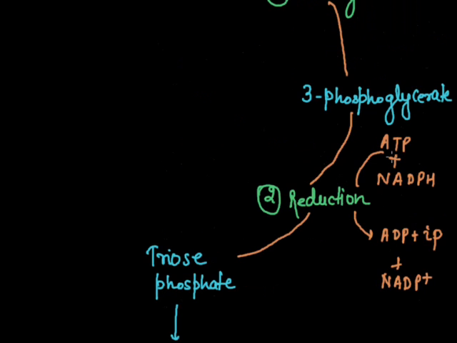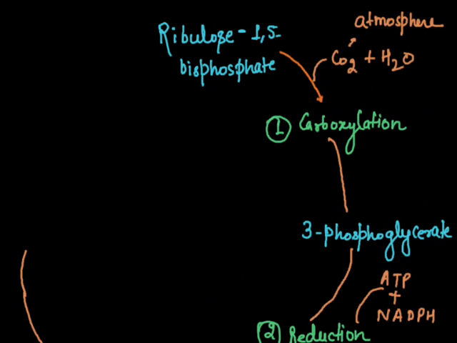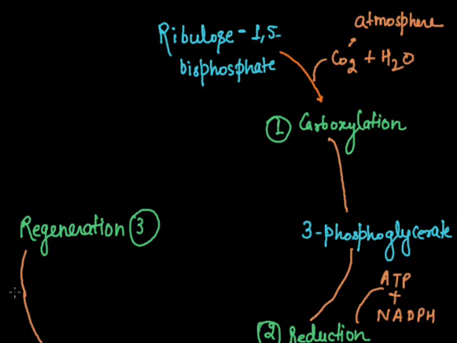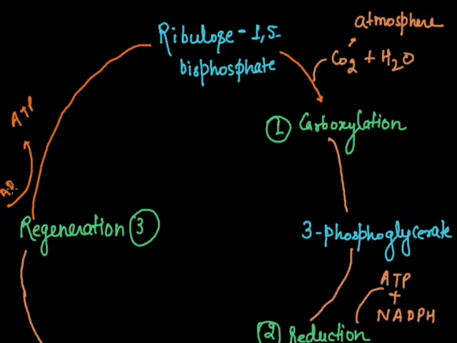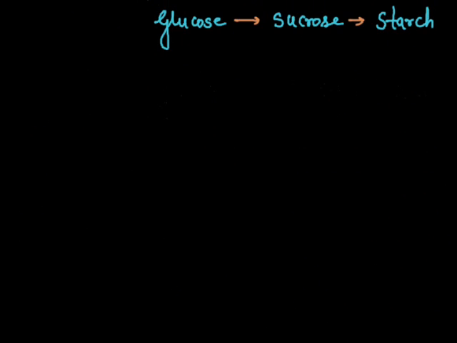So the storage material is what? It is starch. Then the regeneration process occurs. That is the third process, regeneration. This whole cycle completes. This regeneration process occurs with the evolution of ATP. So this is what? This is a carbon cycle.